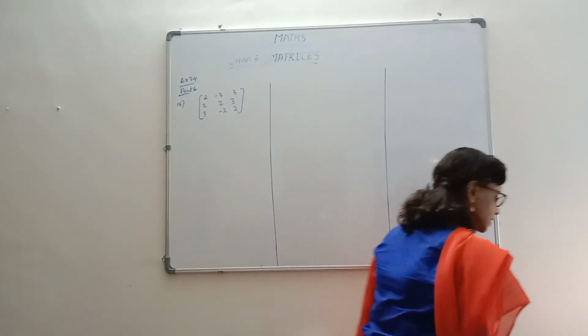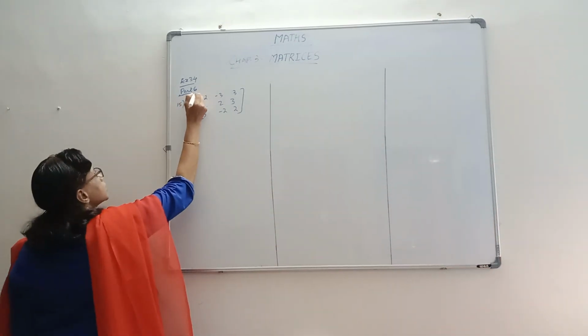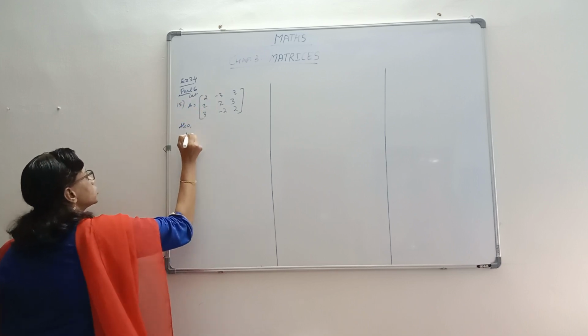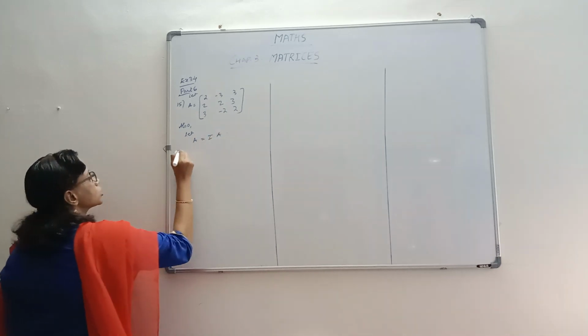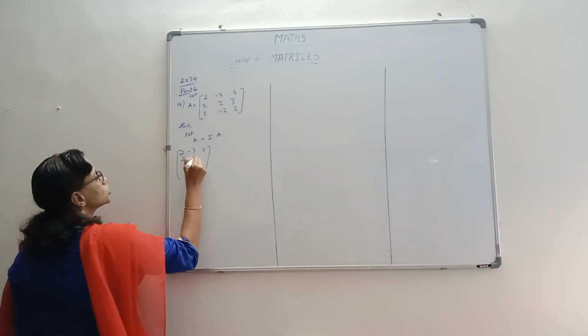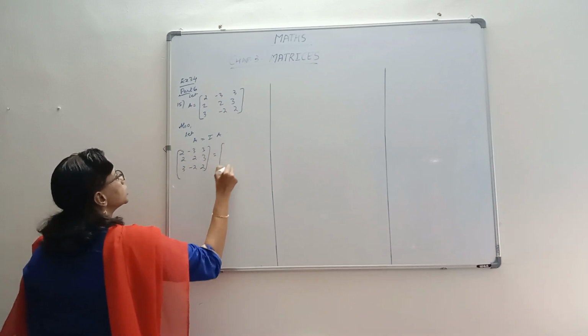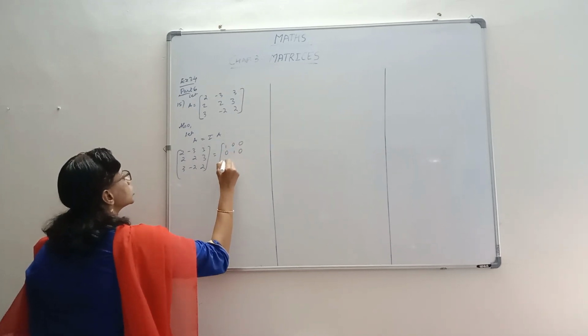Let's call this matrix A. Let A be this matrix. Like before, let A be equal to IA, and we are going for row operations. So it is 2, minus 3, 3, 2, 2, 3, 3, minus 2, 2 is equal to 1, 0, 0, 0, 1, 0, 0, 0, 1, A.